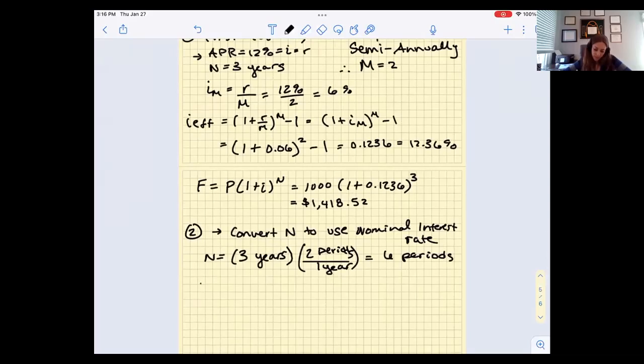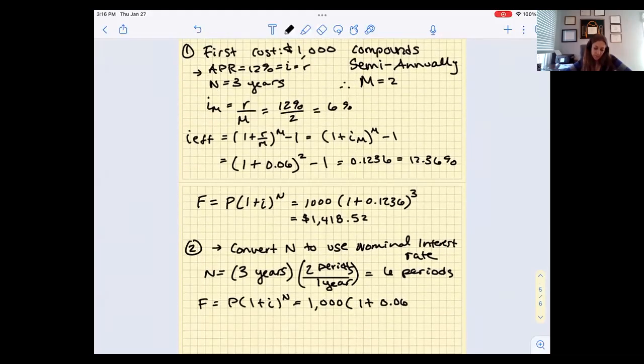So we can use the same equation, F equals P times 1 plus I to the n, but now, even though P is still 1,000, we're going to use our nominal interest rate, that 6% that we calculated, that first thing we did, because that's a per period interest rate, and we'll use how many periods we have. So if you use a per period interest rate, then you have to use how many periods you have, or you could use the effective annual interest rate and use how many years you had. So those are your 2 different approaches. They just have to line up.